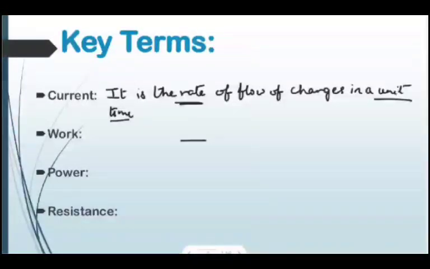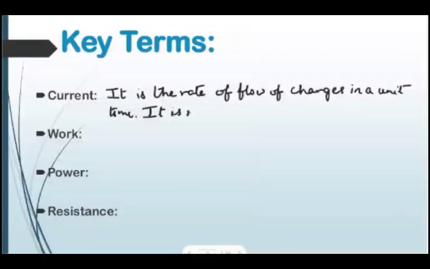So remember, whenever you see the word rate in any of the formulas, time will come in the denominator. Flow of charge. Which charge is flowing across a circuit? The negative charge. So how fast the negative charge, or the electron, moves around the circuit is called the current. So it is the rate of flow of charge in a unit time.